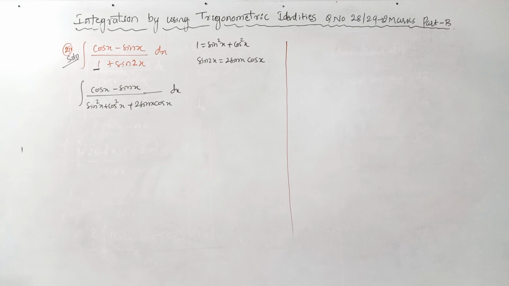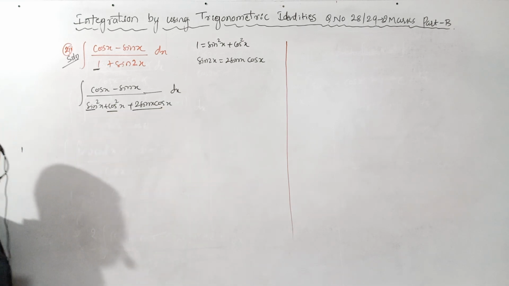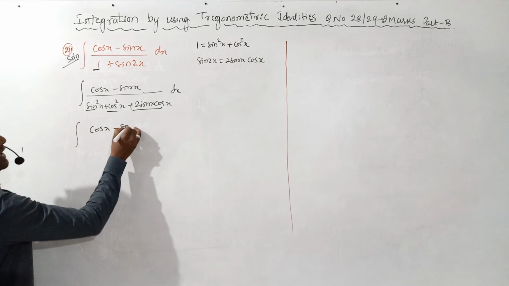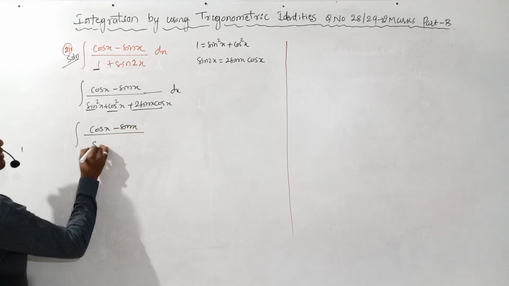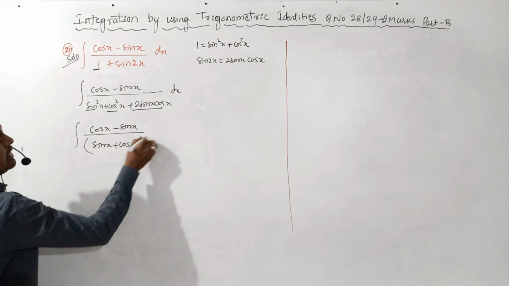2 sin x cos x dx. This is a square plus b square plus 2ab, that is a plus b whole square. Cos x minus sin x divided by, a plus b means what here? (sin x plus cos x) whole square dx.